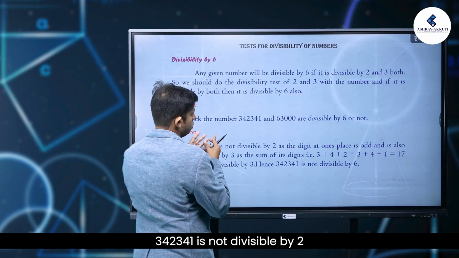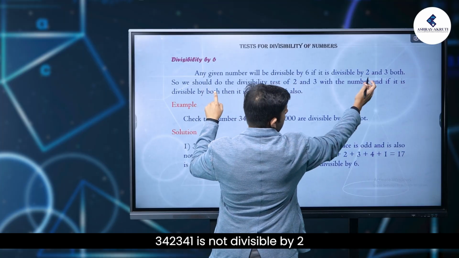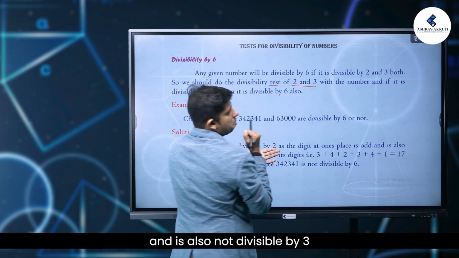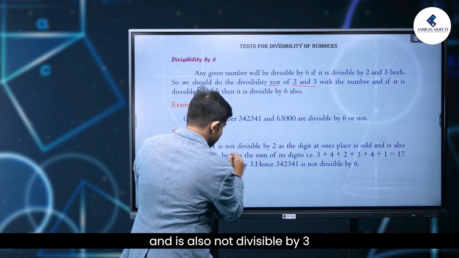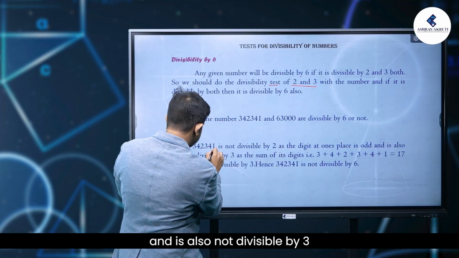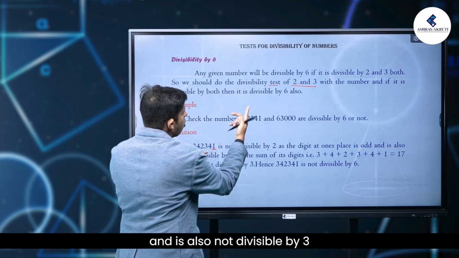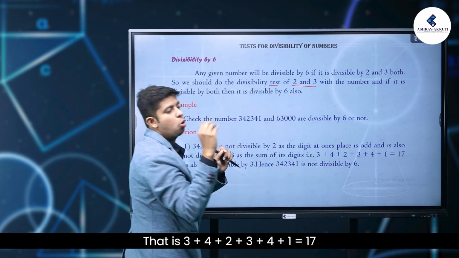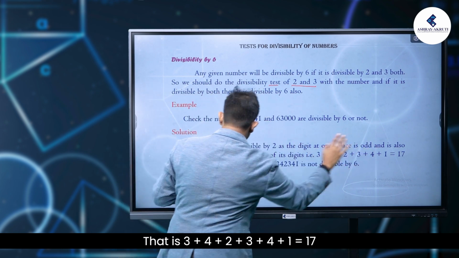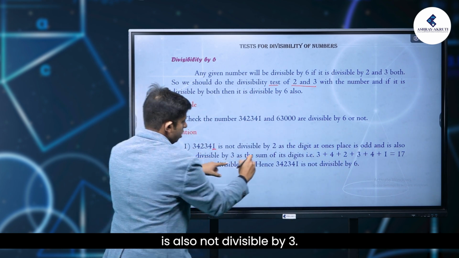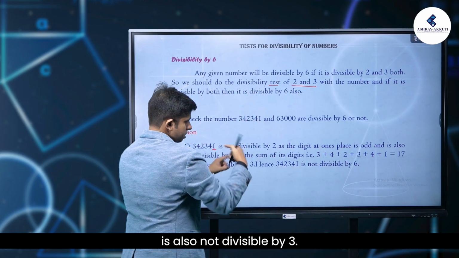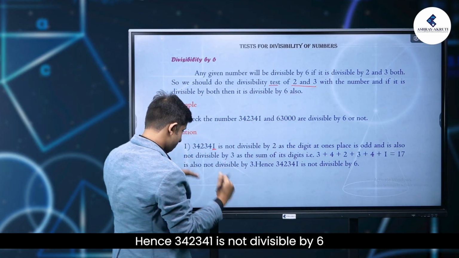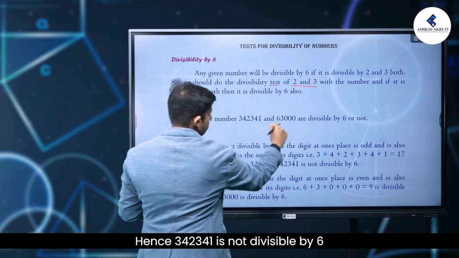342341 is not divisible by 2, as the digit at one's place is odd, and is also not divisible by 3, as the sum of the digits, that is 3 plus 4 plus 2 plus 3 plus 4 plus 1, is equal to 17, which is not divisible by 3. Hence, 342341 is not divisible by 6.